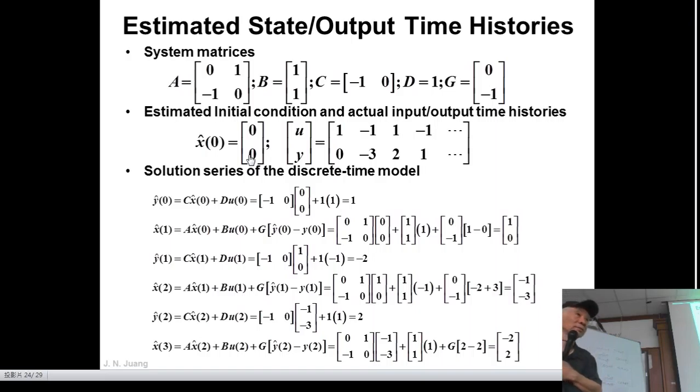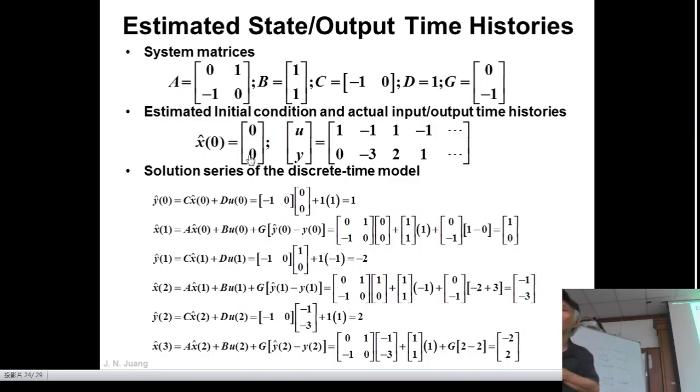Any questions? What was the physical meaning of this observation? The physical meaning is, well, just what I say: if you don't measure displacement, you don't measure velocities, then how can you get information about your displacement and velocities?